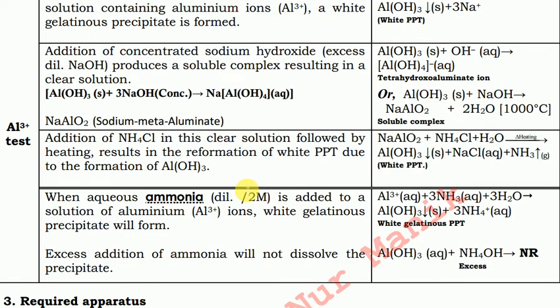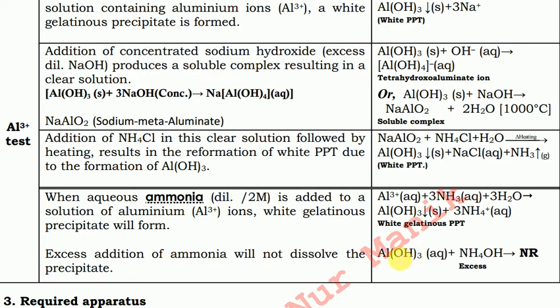Now, another test. We have to take another sample solution in another test tube. Then we have to add ammonium hydroxide in that solution. This will produce a white gelatinous precipitate of aluminum hydroxide. Then we have to add excess ammonium hydroxide, but the excess ammonium hydroxide will not solubilize the precipitate of aluminum hydroxide. This is quite different from the zinc cation.